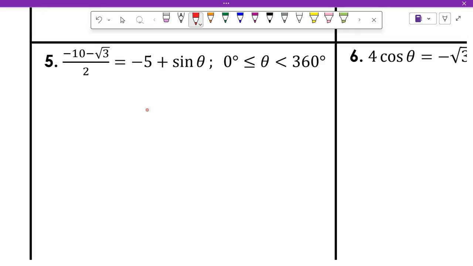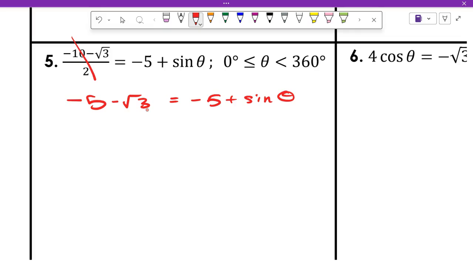The common trap that would happen on something like this is somebody would see, oh, negative 10 divided by 2, they'd cancel out, and they say it's negative 5 minus square root 3, and that's equal to negative 5 plus sine theta. Except that's not right. And it's not right because over here, both of these terms are being divided by 2. The only time I can cancel out is if both of them have been divided by 2.